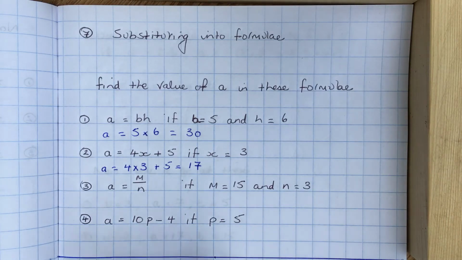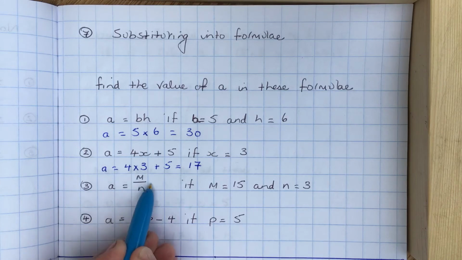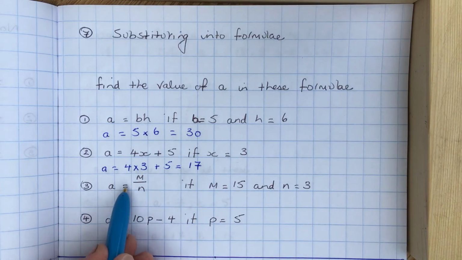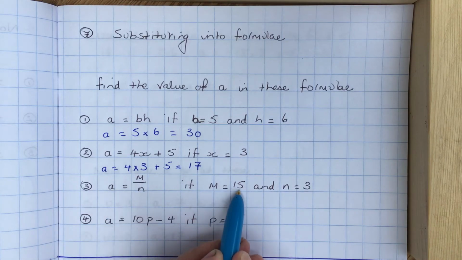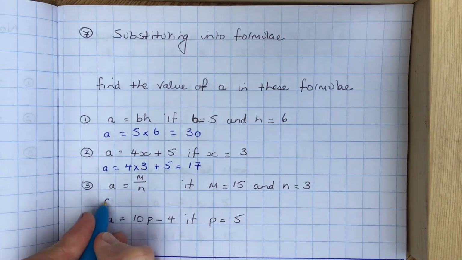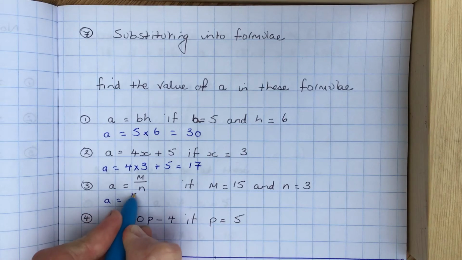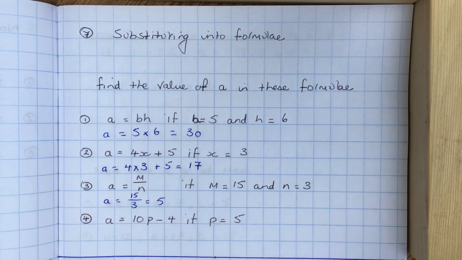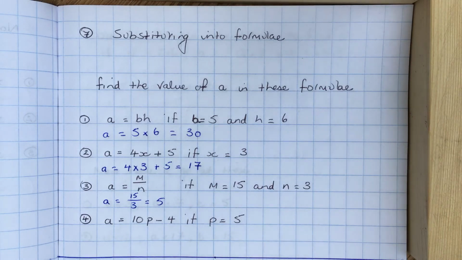Question number 3, remember in our language of algebra, this means divide. So here I've got A equals M divided by N, and I'm told that M is 15 and N is 3. So simply all I need to do is 15 divided by 3, which we all know is 5. So M divided by N, 15 divided by 3, is 5.